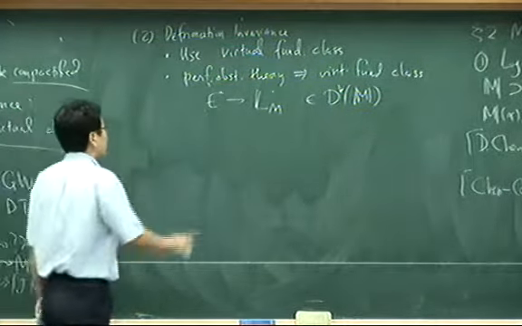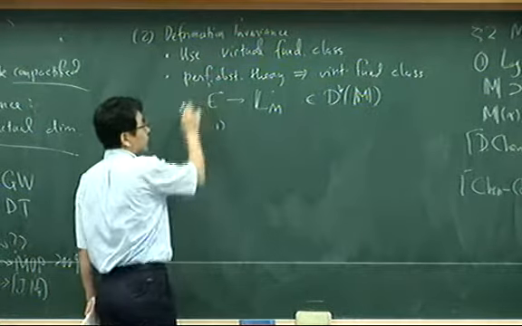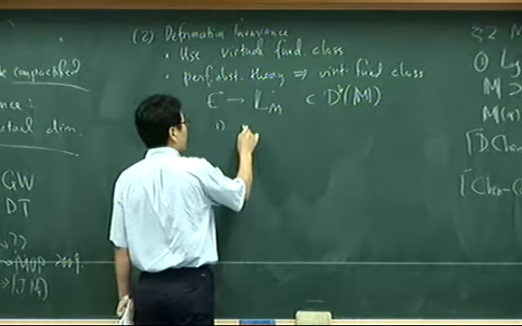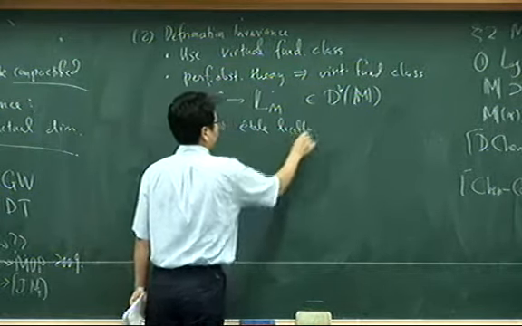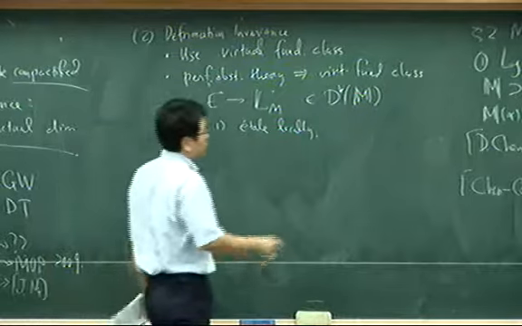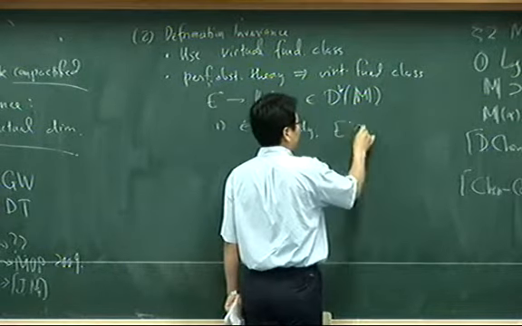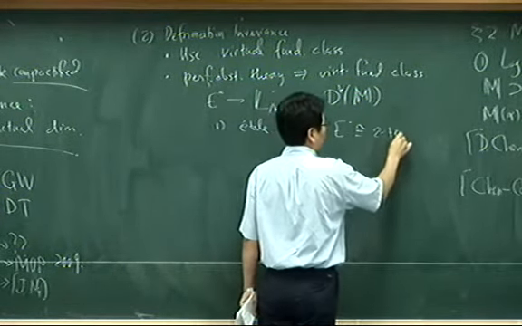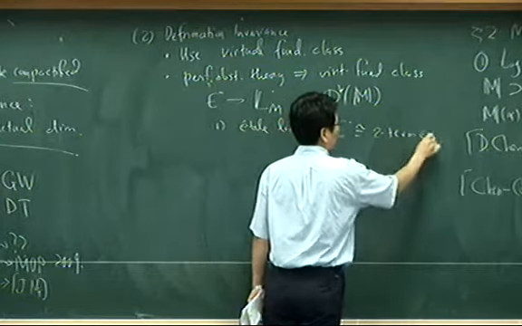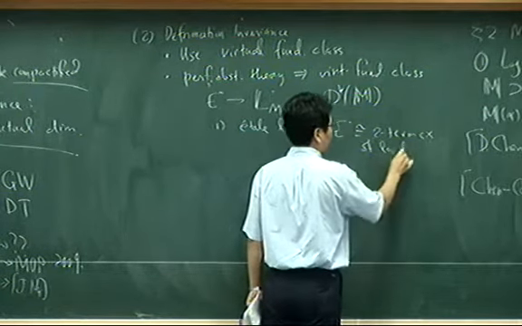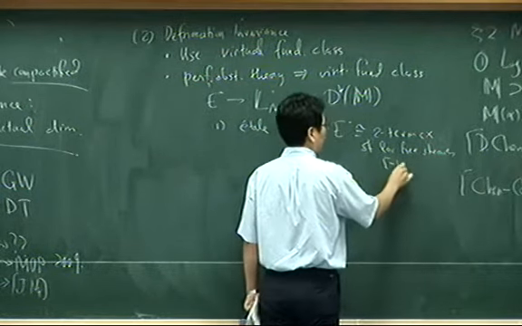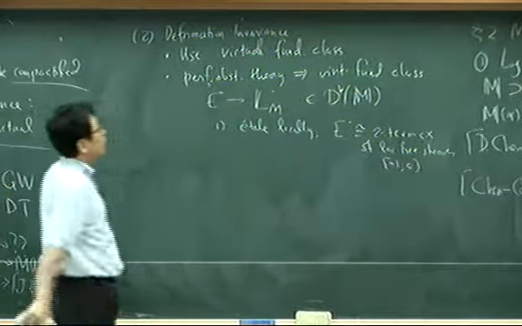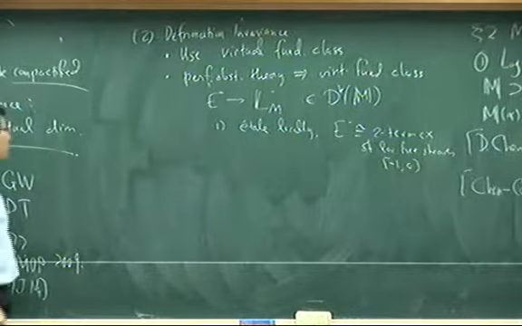So two conditions. The first condition is perfectness. What does that mean? Locally, this is perfect. What does that mean? E is isomorphic to a two-term complex of locally free sheaves, concentrated in degrees -1 and 0. Only two terms, in degrees -1 and 0.